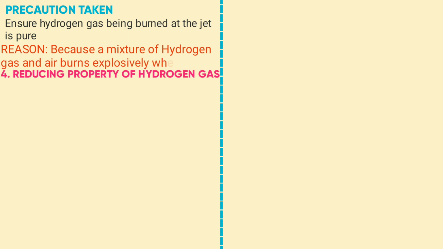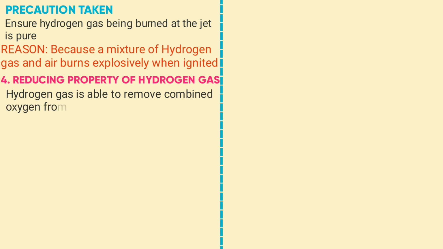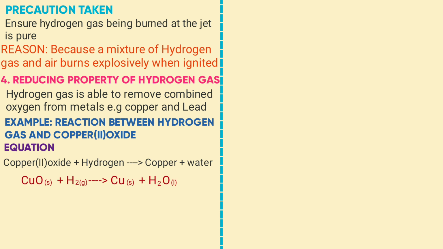Now, reducing property of hydrogen gas. Hydrogen gas is able to remove combined oxygen from metals, e.g. copper and lead. Example 1: reaction between hydrogen gas and copper(II) oxide. Equation is copper(II) oxide plus hydrogen arrow copper plus water. Chemical equation is H2 hydrogen gas, CuO copper(II) oxide solid, arrow Cu copper solid plus H2O liquid.